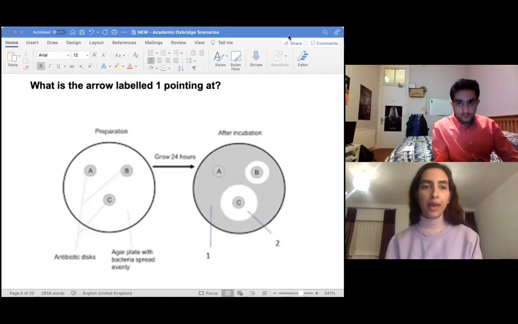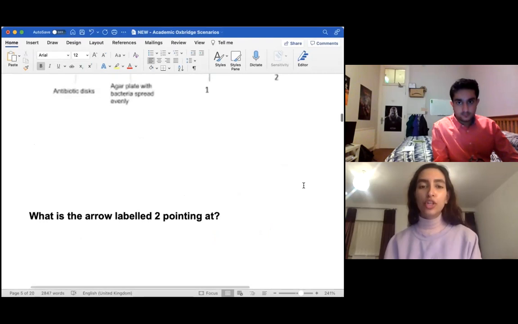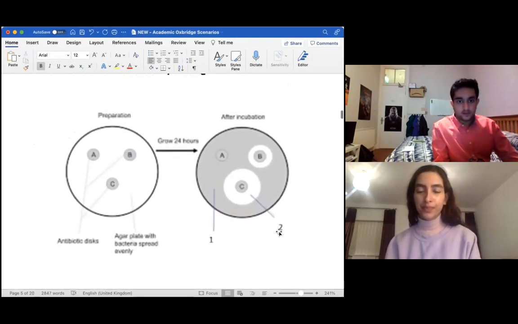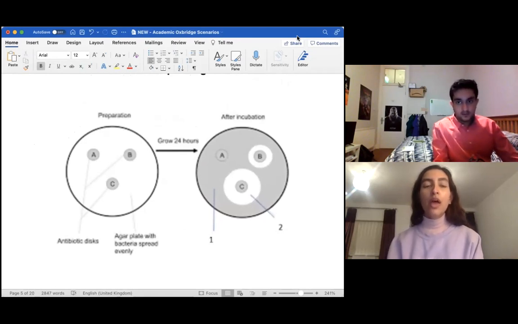Yeah, okay. We'll move on to the next question now. What is the arrow labeled 2 pointing at? So that's going to be the opposite of that. That'll be the zone of inhibition, where the antibiotic has prevented the bacterial growth. And basically the antibiotic is killing the bacteria by preventing growth, division, and replication. Okay, great. So that was the answer to the next question. So we'll move on to the question after that.